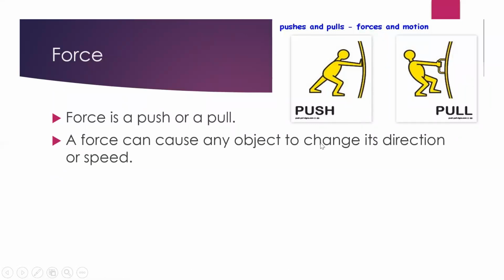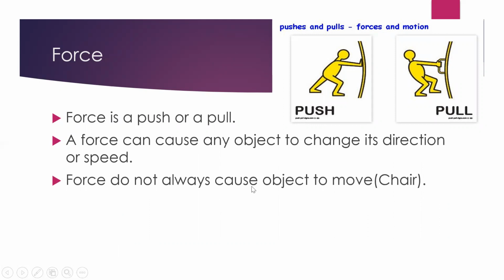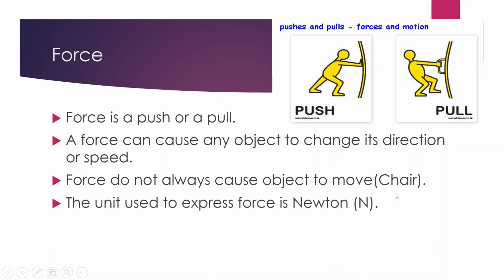Force can cause any object to change its direction or speed. Force doesn't always cause an object to move, like the chair. If we see any chair, it will remain as it is because gravity, as a distance force, as we will discuss, makes this chair stable in its place without any movement. The unit used to express force is Newton.